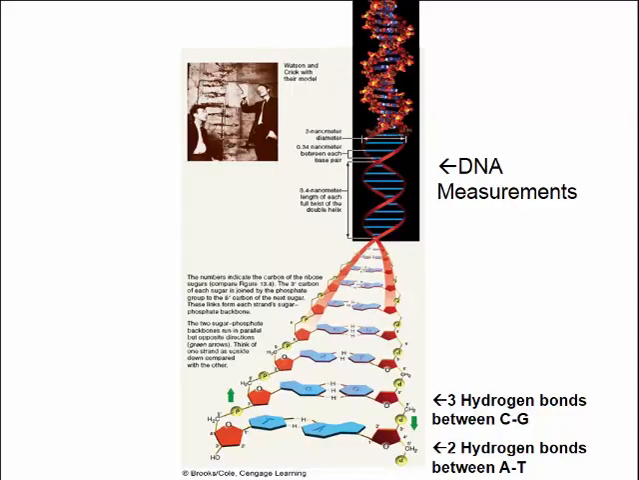Here we can see those measurements that were pioneered by Rosalind Franklin's X-ray diffraction technology. The entire width is 2 nanometers. One turn of the helix is 3.4 nanometers, and one turn contains 10 base pairs. So the distance between each base pair must be 0.34 nanometers. Again, you can see 3 hydrogen bonds between guanine and cytosine, and 2 hydrogen bonds between adenine and thymine.